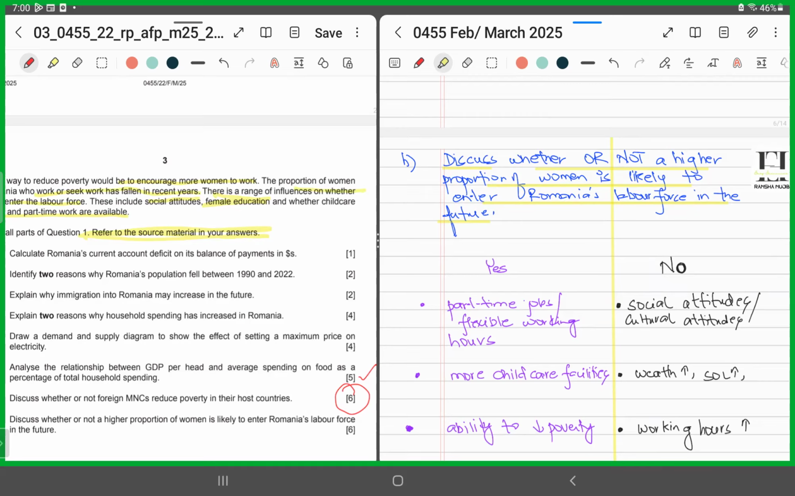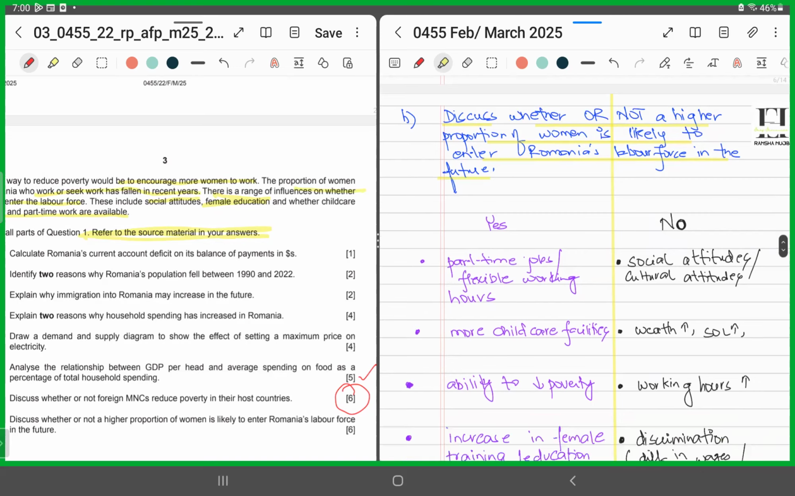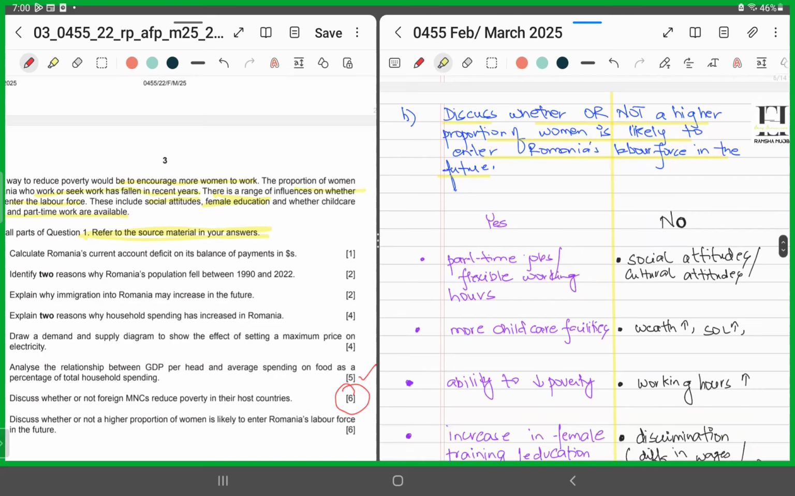Part H, it's a discuss question. It's asking us whether or not a higher proportion of women is likely to enter Romania's labor force in the future. Again, you need to produce a well-balanced argument. If you say yes, it's likely that a higher proportion of women will be entering Romania's labor force in the future.